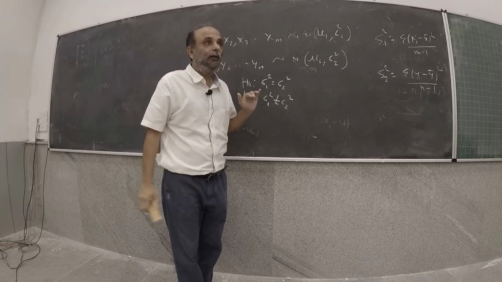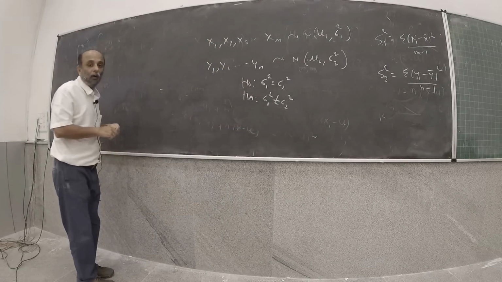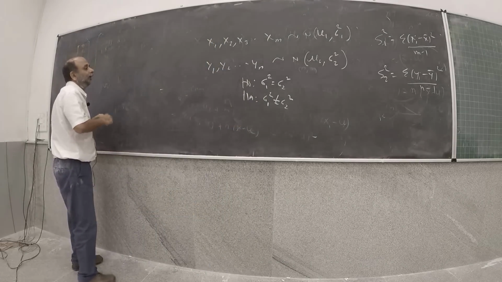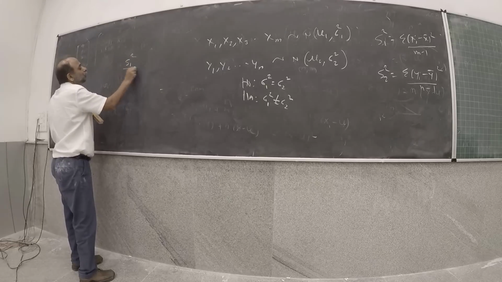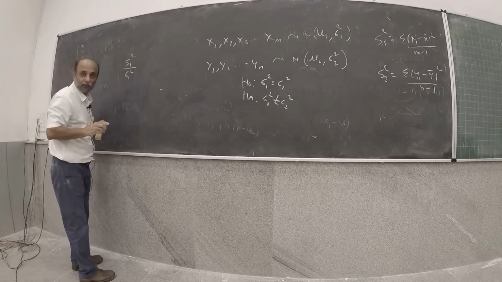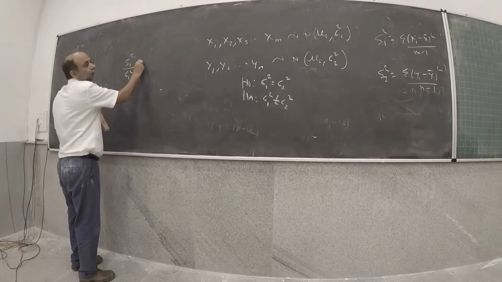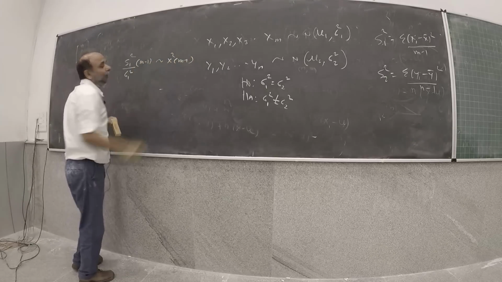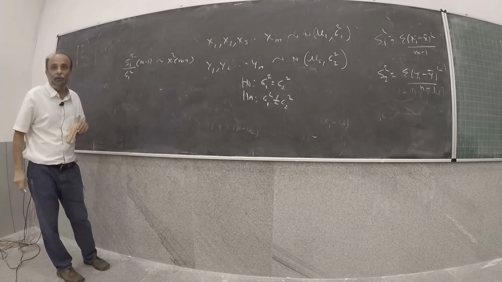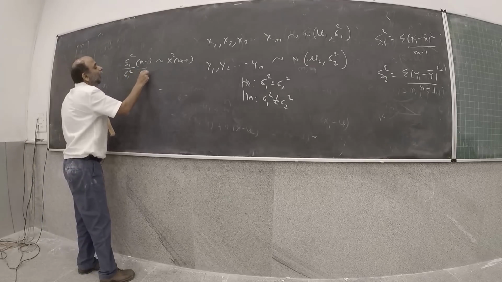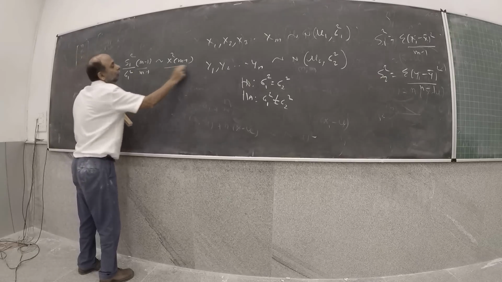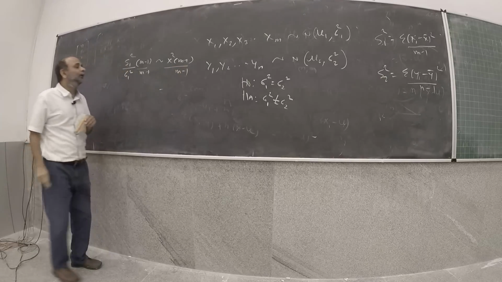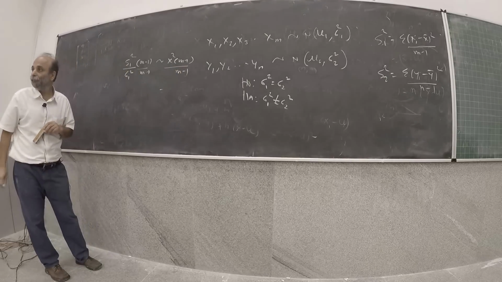So we know from what we have just studied that S1 square upon sigma 1 square, into m minus 1, is a chi-square with m minus 1 degrees of freedom, from the theorem that we have just done. So if I divide this by m minus 1, this is a chi-square divided by its own degrees of freedom.